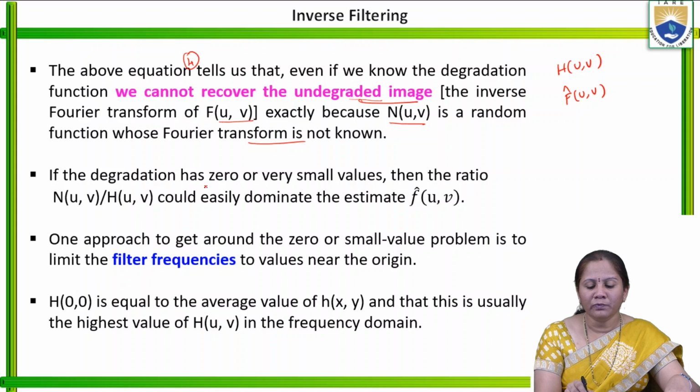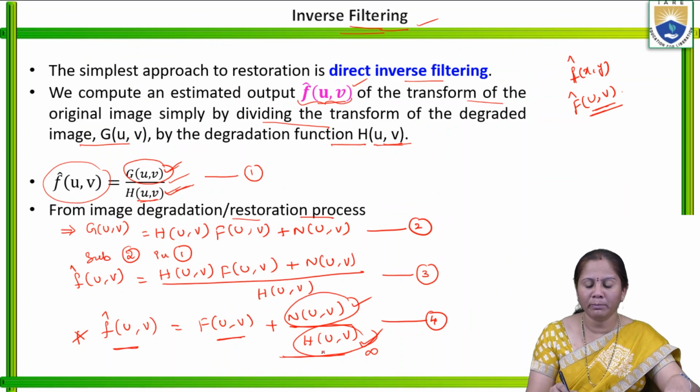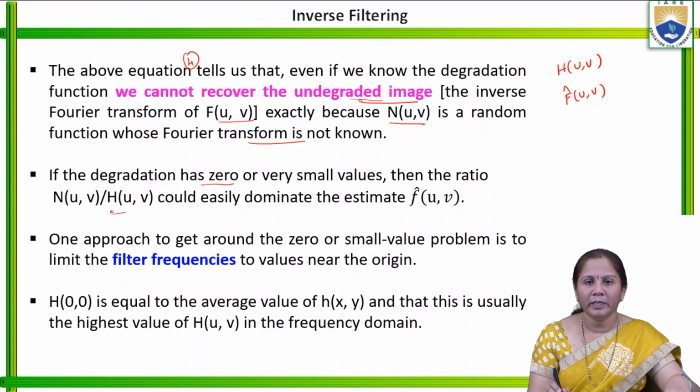So if the degradation function has 0 value, because it is the ratio of n by h, you can see here, what will happen? Then the ratio of this entire value will become infinity. So it is going to dominate the estimated output f cap of u comma v.